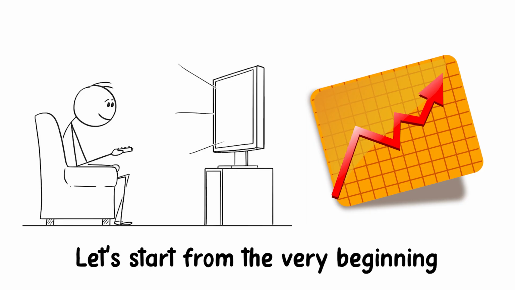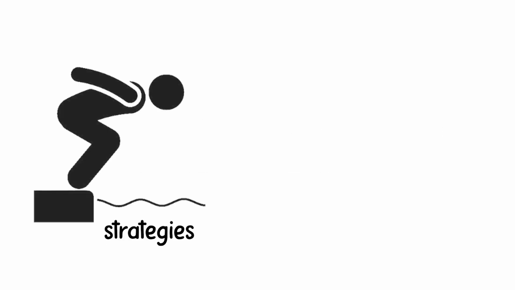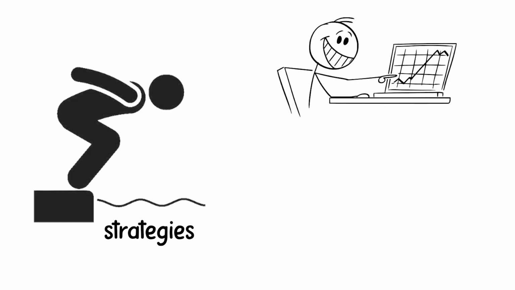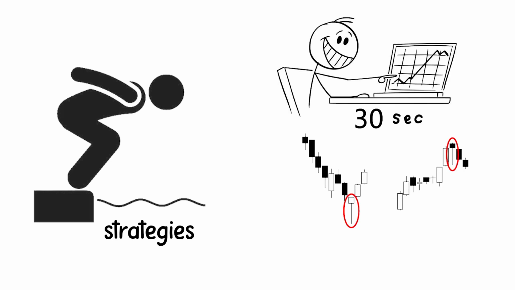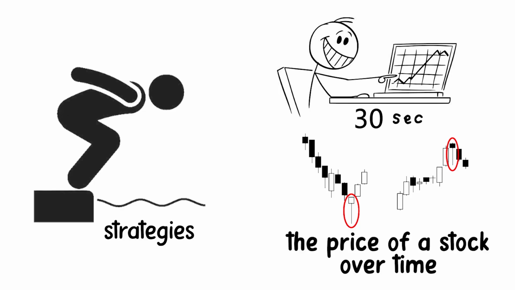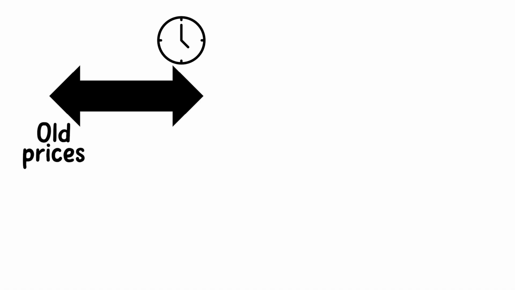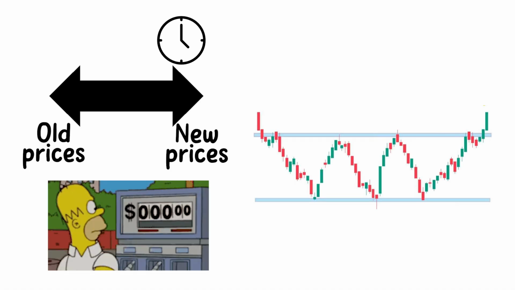Let's start from the very beginning. Chart basics. Before we dive into strategies, let me show you how to read a stock chart in 30 seconds. Every stock chart shows you one thing: the price of a stock over time. Time goes from left to right. Old prices on the left, new prices on the right. Price goes up and down. Higher on the chart means more expensive, lower on the chart means cheaper.